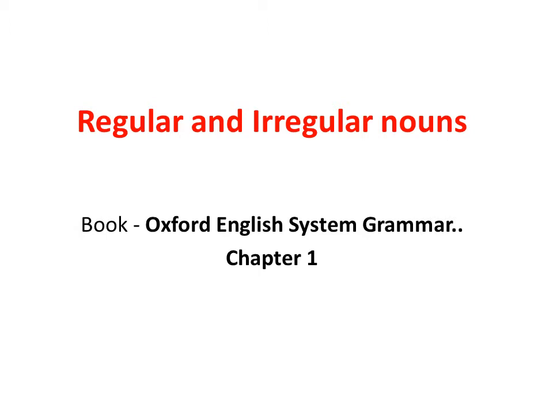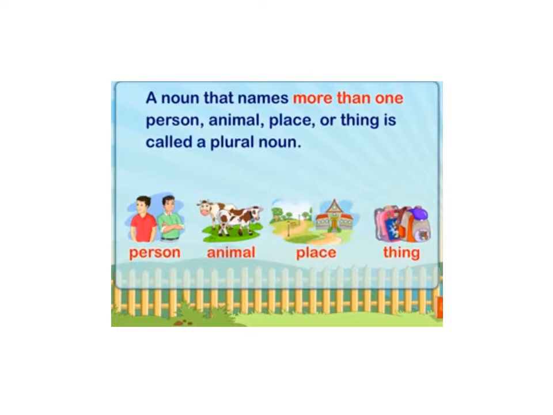Our topic is regular and irregular nouns. Get ready with the book, that is Oxford English System Grammar Chapter 1. A noun that names more than one person, animal, place or thing is called a plural noun. So, in the coming video we are going to see how to form the plural noun.